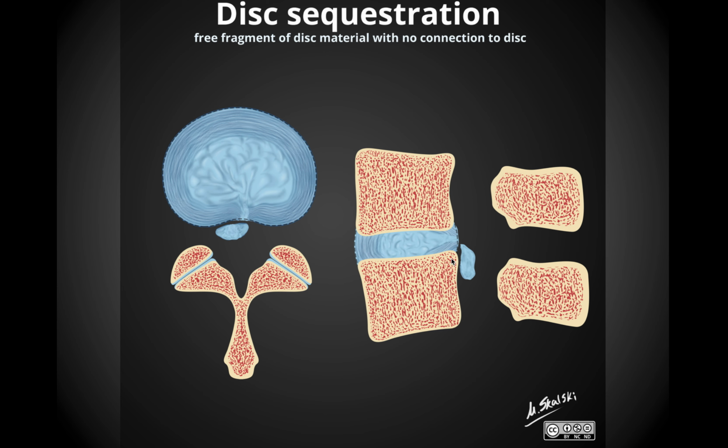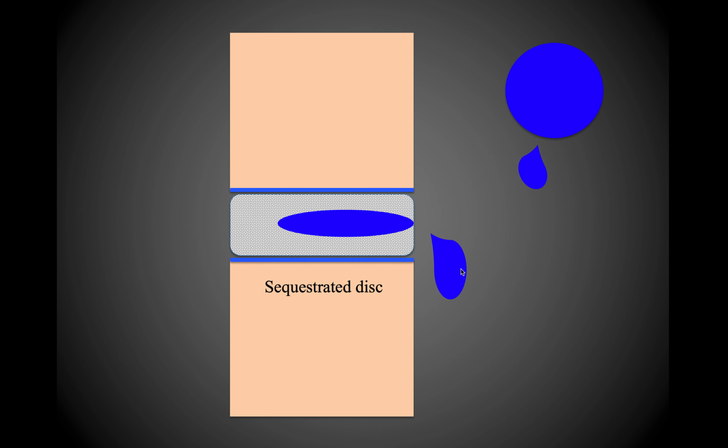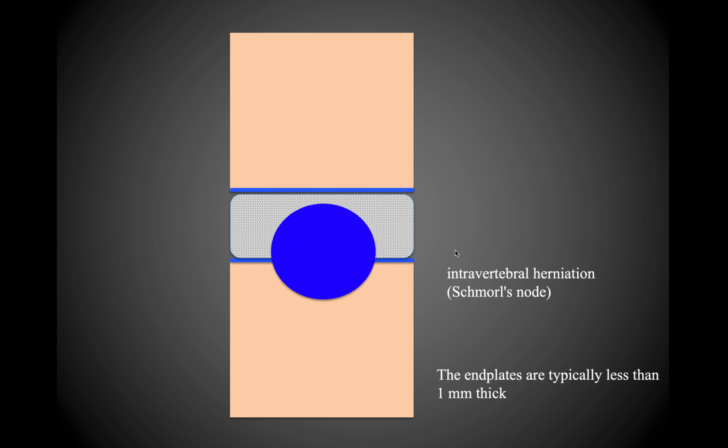This is usually a free fragment of disc material that does not actually have a connection with the disc. This is how it appears in axial versus sagittal views, and here's the illustration of that. And then finally, there are what are known as intravertebral herniations or Schmorl nodes. Schmorl nodes are quite common, but what happens here, as the name suggests, is the disc material herniates into the vertebral body. Part of that is due to the thin character of the vertebral end plates. You can see how it's protruding through that end plate and into the substance of the bone.